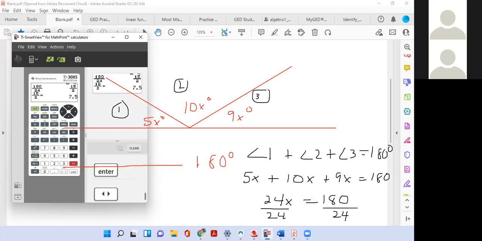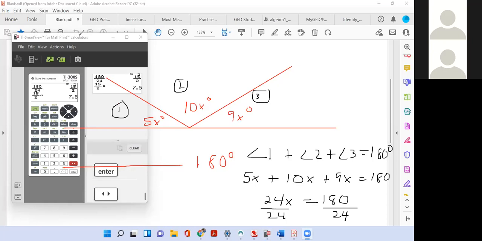Okay, so x is 7.5. Remember, we're solving for x. So this is where most people make the mistake on this type of problem, because remember, it depends upon what they're asking for. So what they're asking for is, what is the measure of BOC?